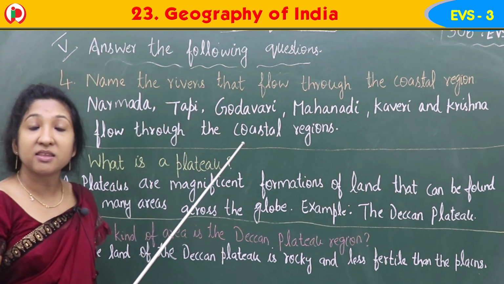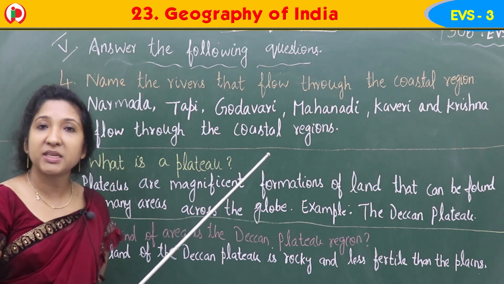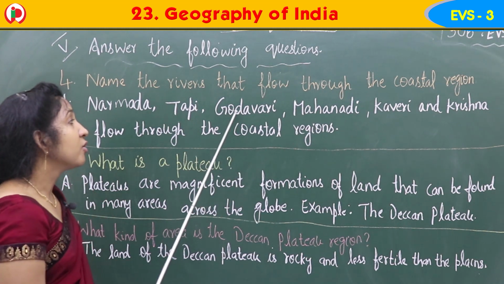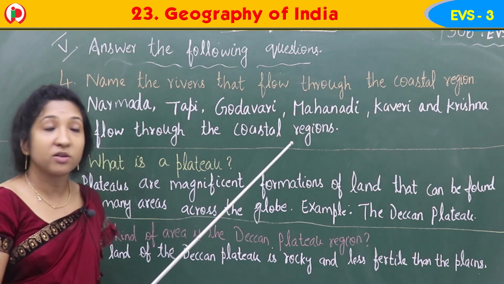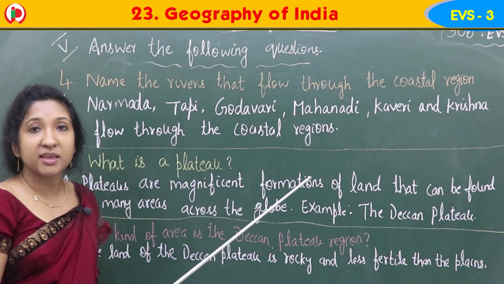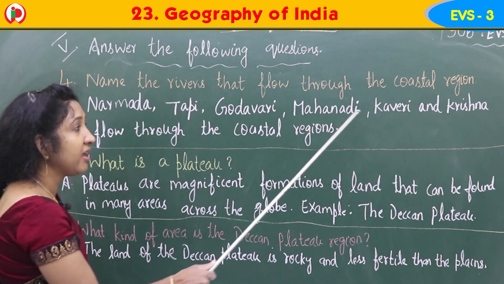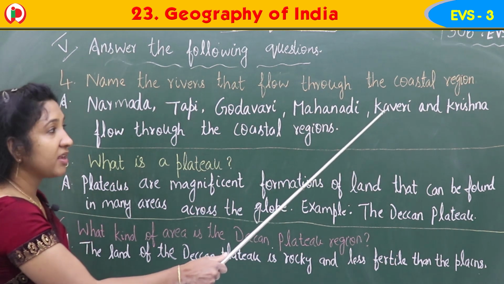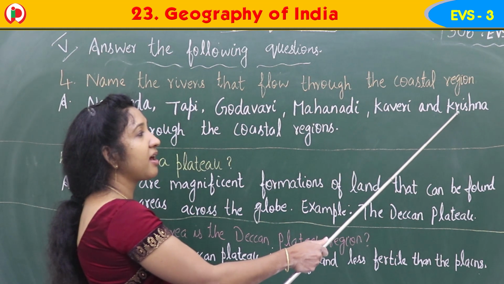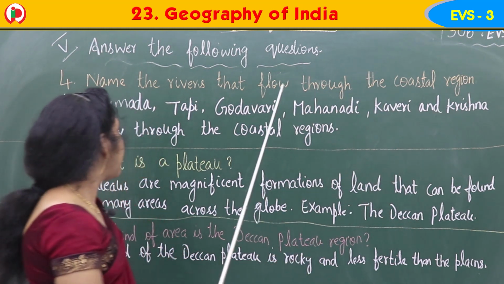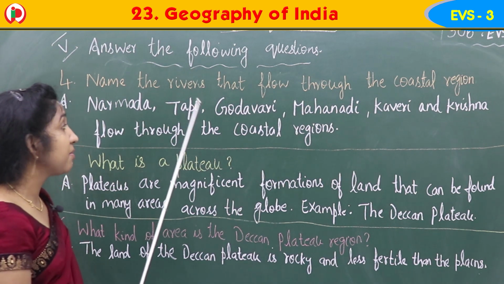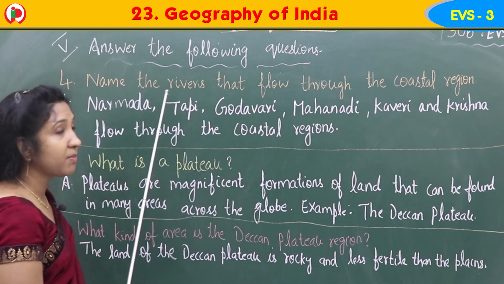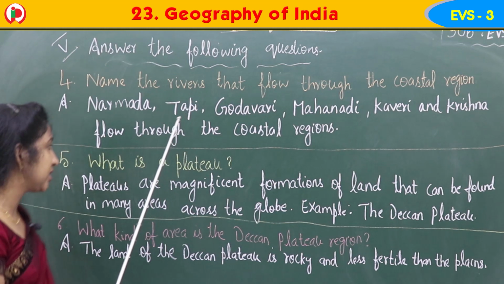Tapi, T-A-P-I, Tapi or Tapti we say, T-A-P-T-I. Godavari, G-O-D-A-V-A-R-I. Mahanadi, M-A-H-A-N-A-D-I. Kaveri, K-A-V-E-R-I, and Krishna, K-R-I-S-H-N-A. These are the rivers that flow through the coastal regions: Narmada, Tapi, Godavari, Mahanadi, Kaveri, and Krishna.